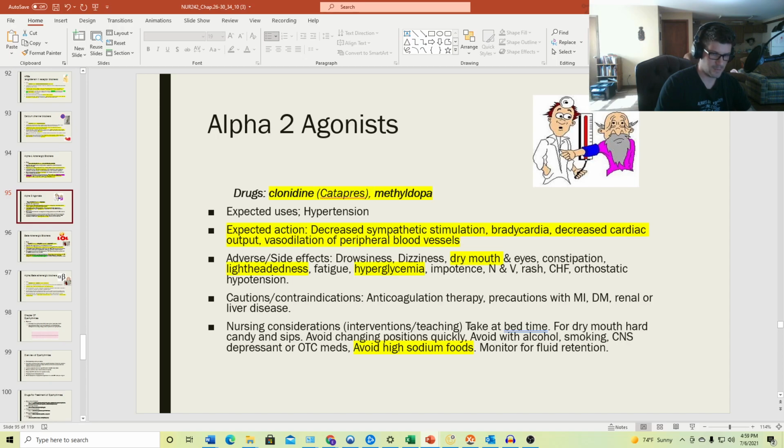Take at bedtime. Again, we take all these at bedtime. Why? Because our body has to get used to it, and if it causes orthostatic hypotension, we could fall. So take at bedtime. For dry mouth, you can have hard candy and sips of water. Avoid changing position quickly. And again, orthostatic hypotension. Avoid alcohol, smoking, CNS depressants, or over-the-counter meds. Avoid high-sodium foods and monitor for fluid retention.